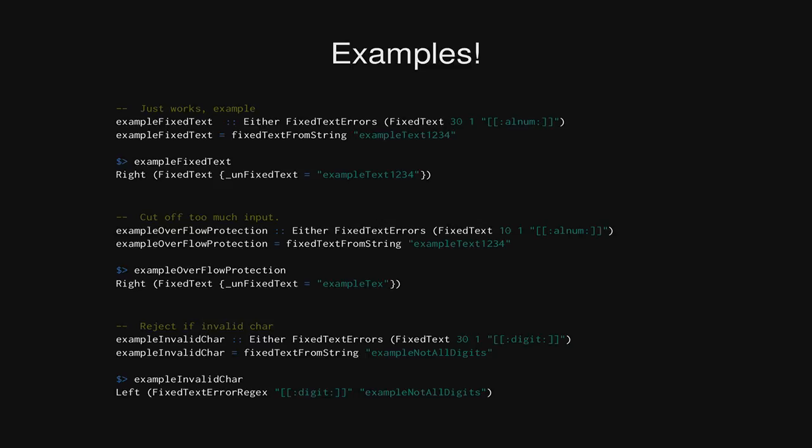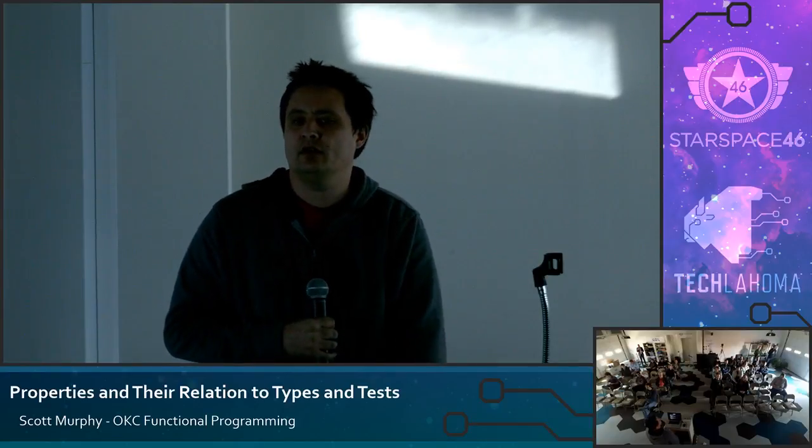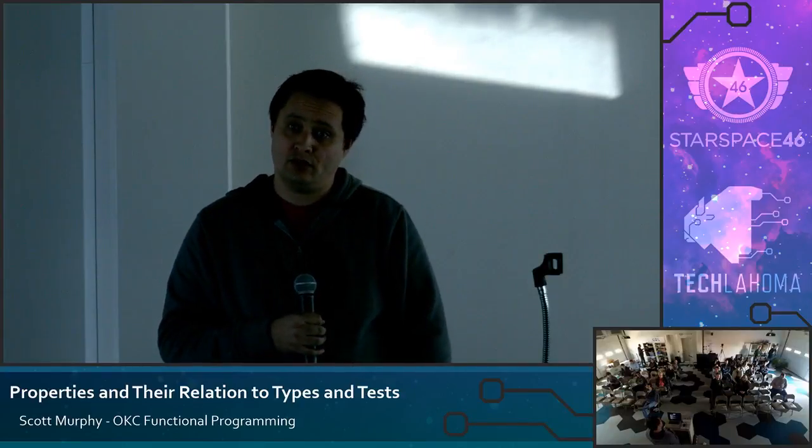Everybody good so far? Sure, yeah. So in Haskell, there's a type called either. The left side of either is generally used for errors, and the right side is used for correct values. That's a good question. Yeah, so I'm kind of jumping in and assuming a lot of Haskell.